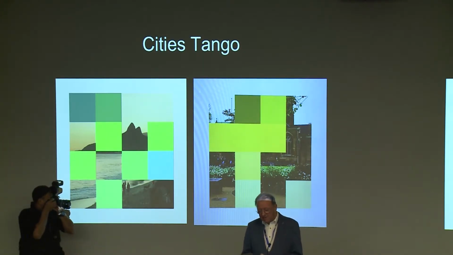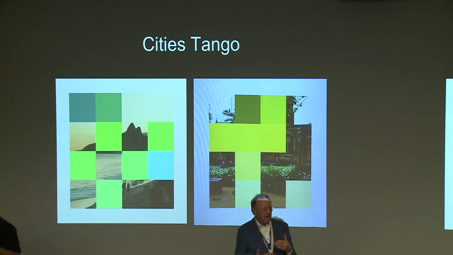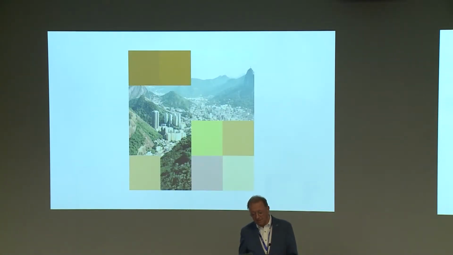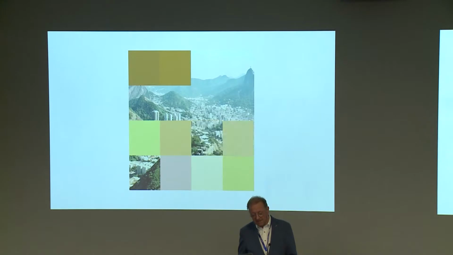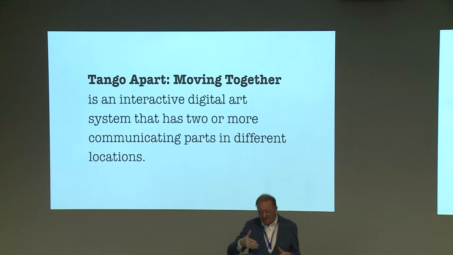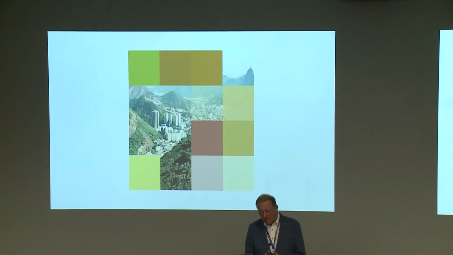Here's another work in the Cities Tango series, and this one was between Rio de Janeiro and Leicester in the UK, where there's an overlaying of generative colour with images from the other location, right? And here's a little video about one of these works that I did with someone else, Sean Clark, called Tango Together, Tango Apart. Tango Apart, Moving Together was the correct name of the work.